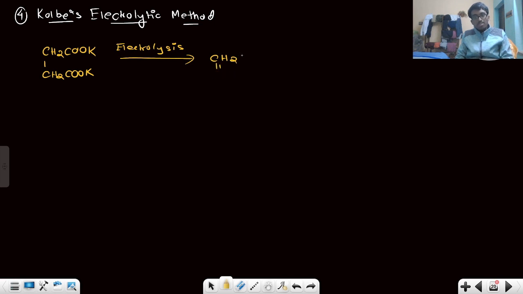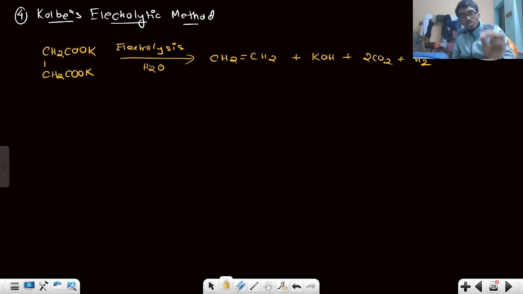If we write it beside, better. CH2 double bonded CH2 plus what will be formed? KOH plus 2CO2 plus hydrogen. Whatever it was previously, it will be the same. Right? Understood? Now what else is there? Electrolysis in presence of water, so water is also there. That's a factor.